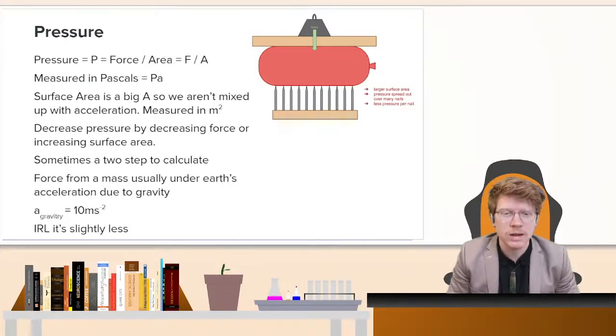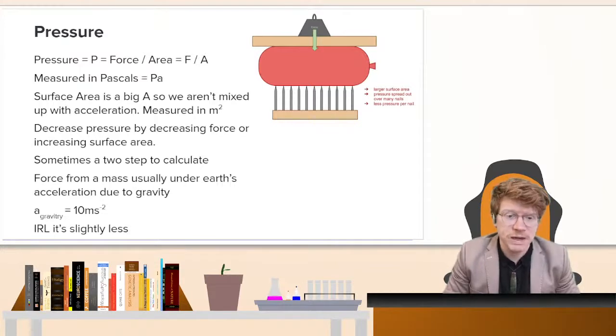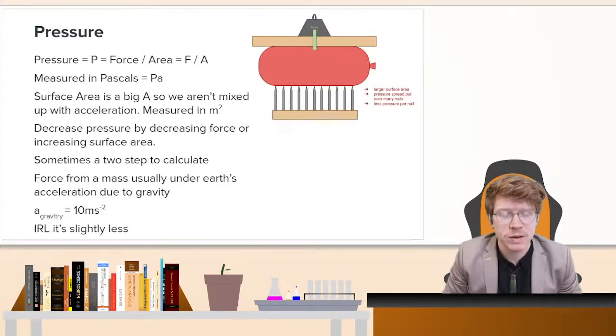If you wanted to decrease the pressure, you'd either decrease the force of an object or you increase the surface area, right? More surface area means you're spreading the force over a wider area. It reduces the pressure. The classic example of this is you get a balloon, and if you touch it to a nail, it pops. But if you touch it to 50 nails, it doesn't pop, and that's because you've greatly increased the surface area.